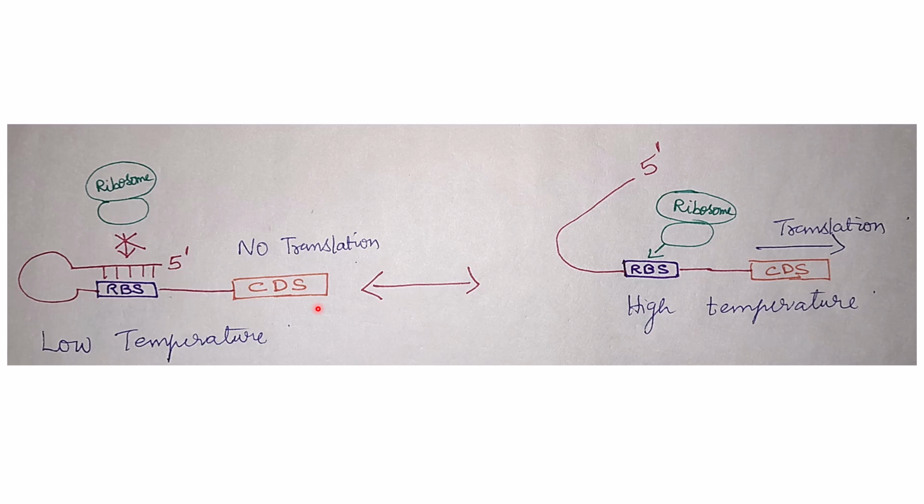So these cis-acting elements can be some hairpin loop structures, or they can be short open reading frames within the 5' untranslated region, or UTR, of the mRNA. Now, an example of cis-acting regulators is the case of RNA thermometers.